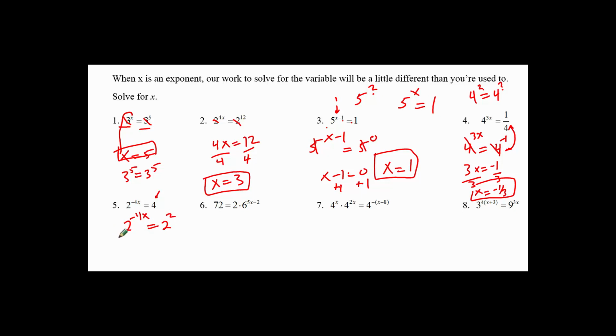That right there is going to take a little bit of practice for you to get used to. We need to make them the same base. So what are the possible bases? I can't make this anything. So if the question was 2 to the negative 4x equals 5, I can't make the 5 become 2. I just can't. It has to be a power of 2.